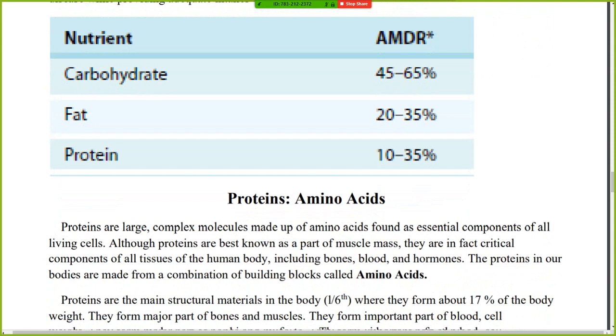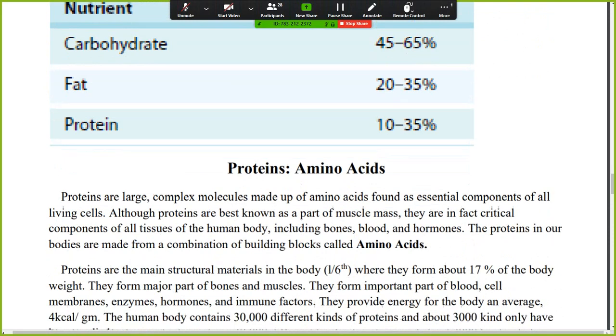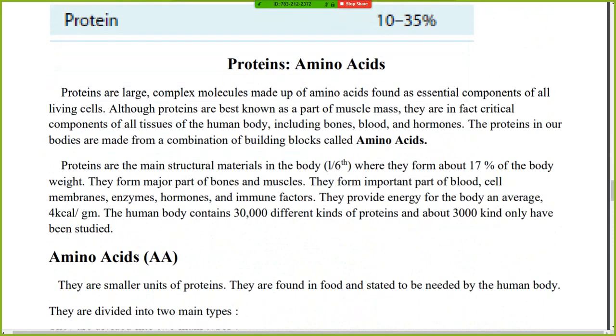This table shows the AMDR for carbohydrate, fat, and proteins. Now we talk about proteins and amino acids.